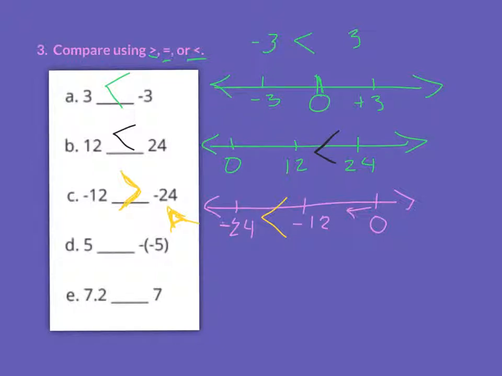Okay, next, I've got 5 and negative 5. Well, I'm going to put a 0 in the middle. I'm going to start out putting my 5 here. And negative 5. Well, if I think about my negatives as the opposite, each time I see a negative sign, each one of those tells me the opposite.